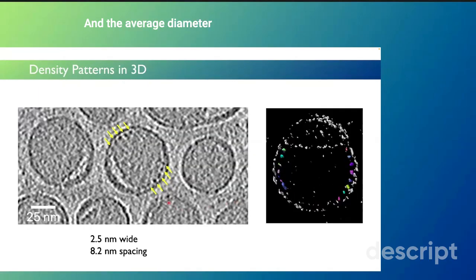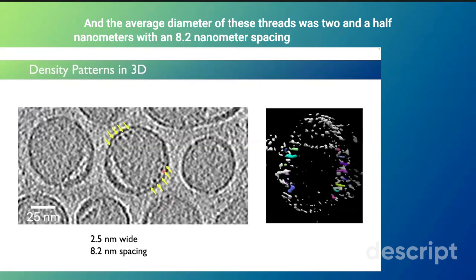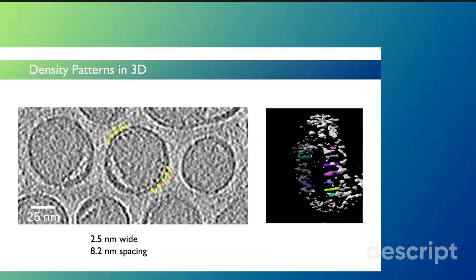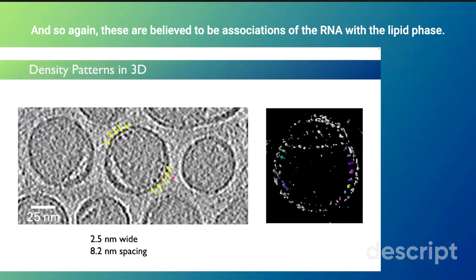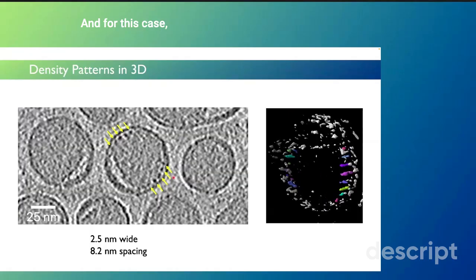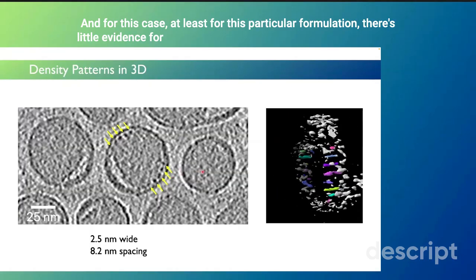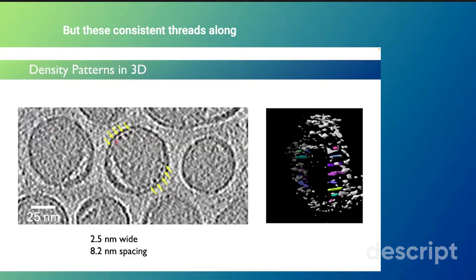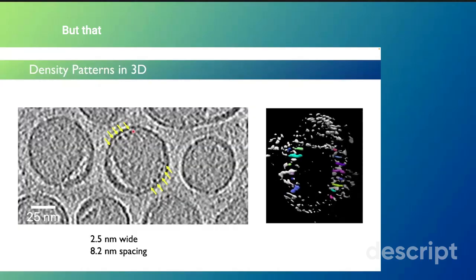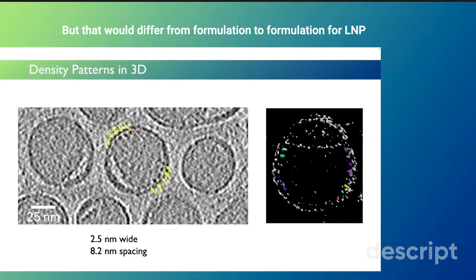And the average diameter of these threads was 2.5 nanometers with an 8.2 nanometer spacing from thread to thread. And so, again, these are believed to be associations of the RNA with the lipid phase. And for this case, at least for this particular formulation, there's little evidence for much texture within the bulk of the lipid phase, but these consistent threads along the very subsurface of the particle. But that would differ from formulation to formulation for LNP samples.